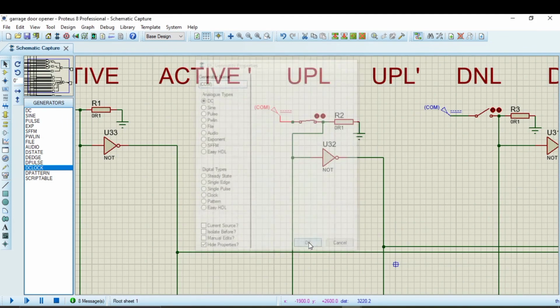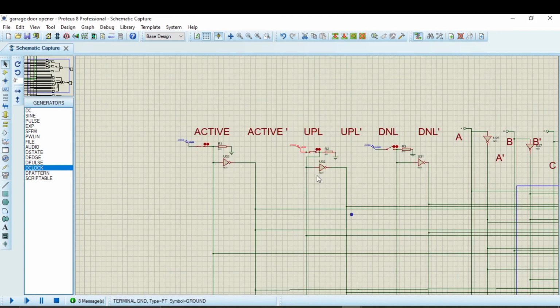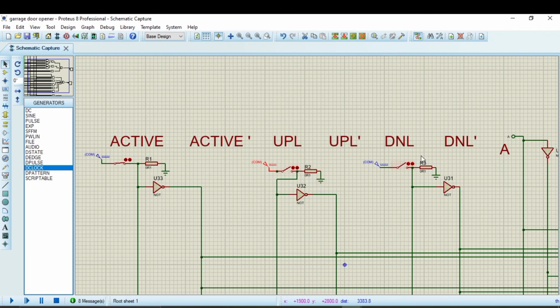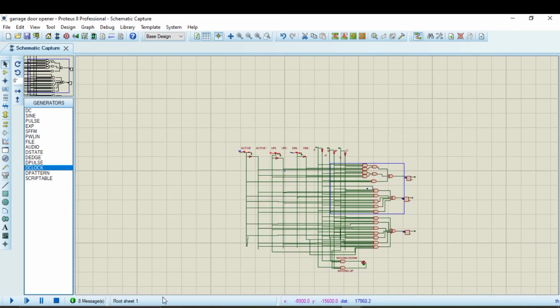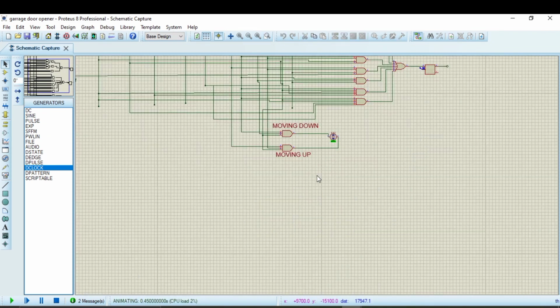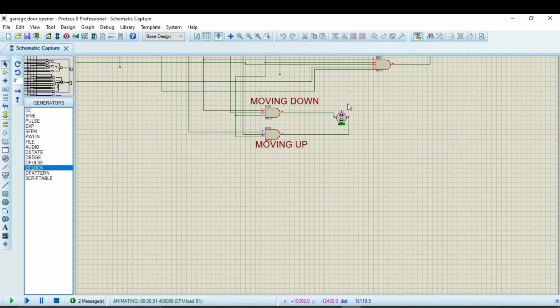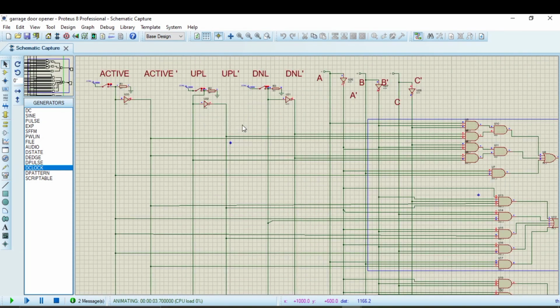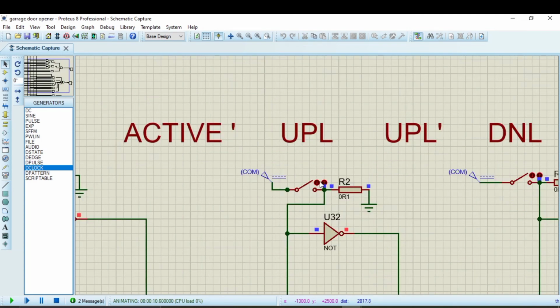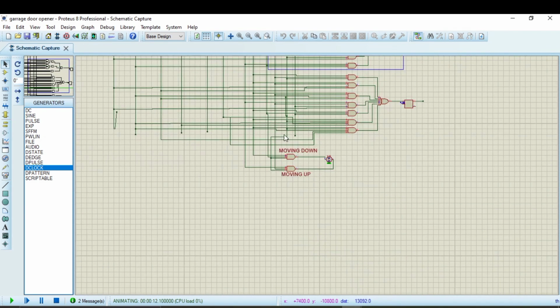I am going to apply 5 volts to each input, and then we will use the buttons, opening all these buttons and A as well. So I am going to simulate this circuit. Let's have a simulation, and we will see that the moving up and moving down are connected with the terminals of this servo motor. If I press the UPL button, it has gone towards the next state.